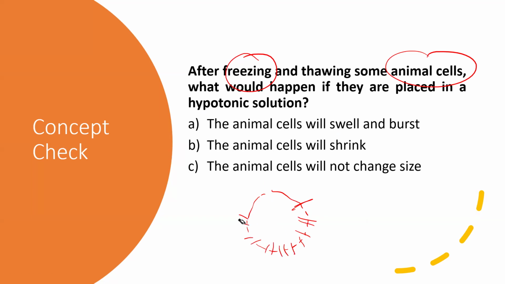So after you thaw the cell, the cell is already full of holes from the freezing process, from the ice crystals. And it doesn't matter if you put it in hypotonic, hypertonic, or isotonic, it's just full of holes already. So water will just go in and out without any kind of regulation. So the cells will actually not change in size. Okay, so keep that in mind as you are answering question 18.